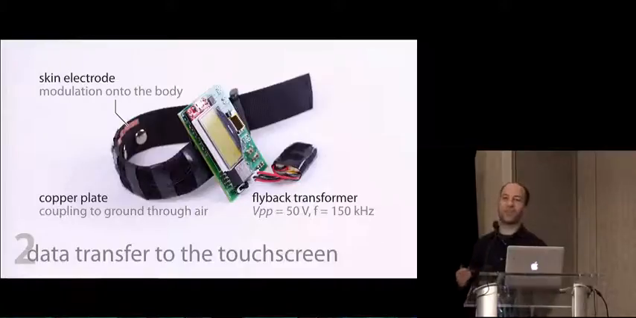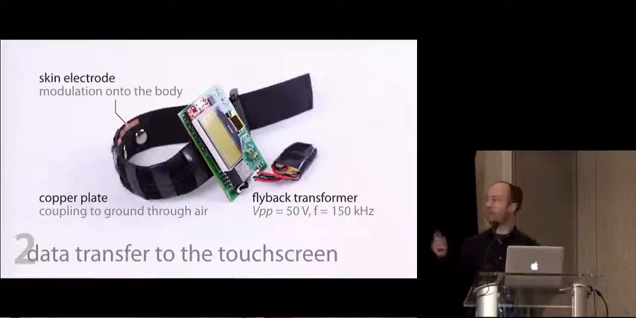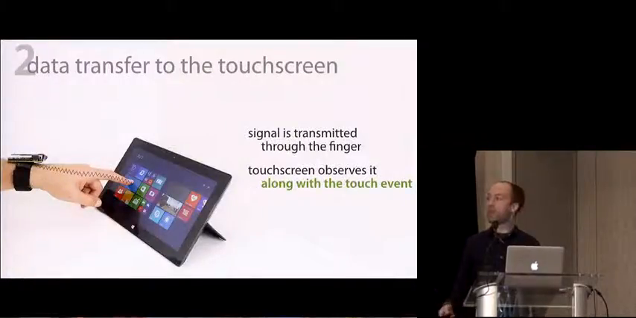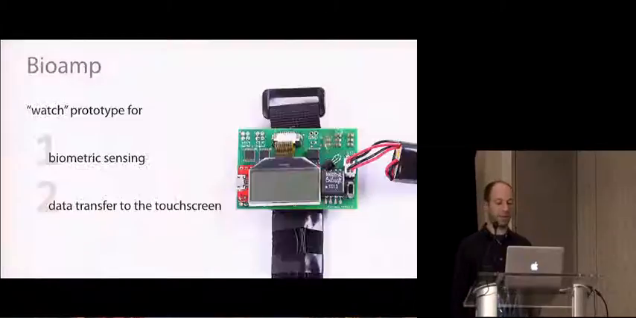So essentially what we need to do is jam the system and basically overpower all the filtering. We're doing that using a flyback transformer at a peak-to-peak voltage of 50 volts. The frequency is 150 kilohertz, which is roughly in the range of frequency that the touchscreen uses to drive the lines. And then we're modulating that onto the user's body through the skin using another electrode that sits on the inside. That allows us to transmit a signal through the finger and the touchscreen to read that signal upon touch alongside each touch event.